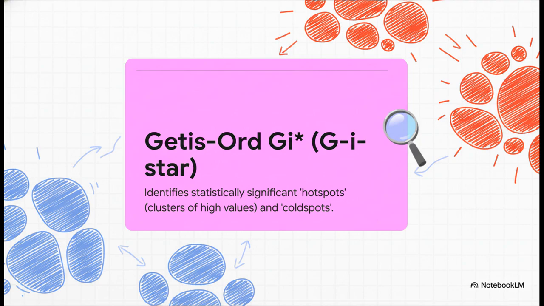Another really essential tool is the Getis-Ord Gi*. Yeah, it's a mouthful. You can think of this one as a specialist. Its entire job is to find those statistically significant hotspots, those really intense clusters of high values, and also cold spots, which are just clusters of low values. These are often the places that need the most urgent attention from public health officials.